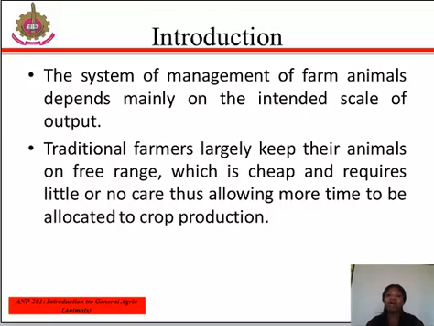Introduction. The system of management of farm animals depends mainly on the intended scale of output, farmers' conveniences, financial basis, and also availability of physical resources such as land and pasture. So traditional farmers largely keep their farm animals on free range. This is done because the free range is very cheap and it requires little or no care, which allows more time to be allocated to crop production.